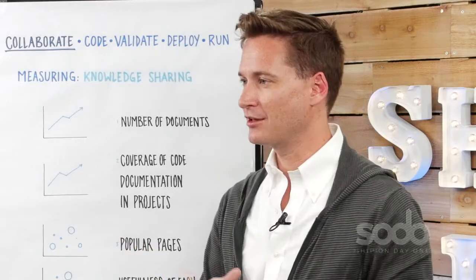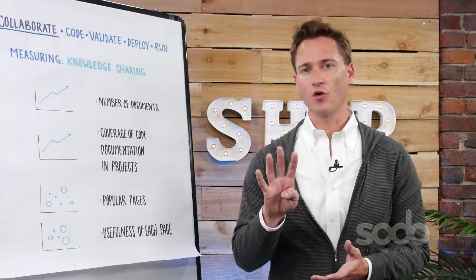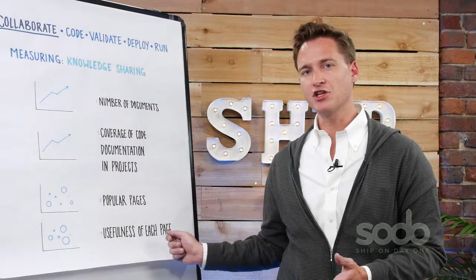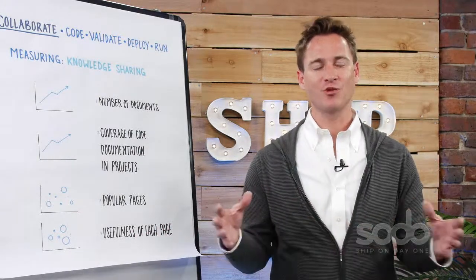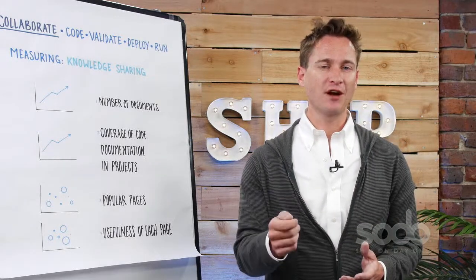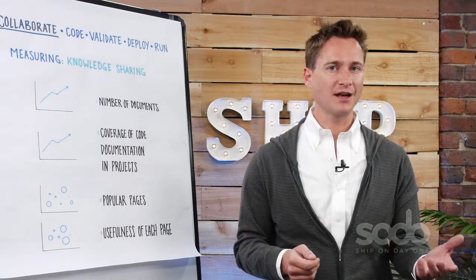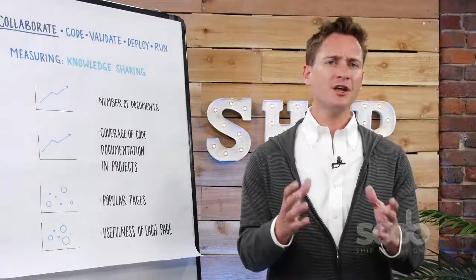Measurement 3. What are the popular pages and pieces of documentation? This isn't necessarily a trend so much as a scatter plot. You should be able to identify what the most popular and the least popular pages are. And finally, and closely related, 4. What is the usefulness of each page and each piece of information within our knowledge-sharing system? Again, this is a scatter plot showing what people find useful and, also constructively critical to ourselves, what people find not quite as useful.